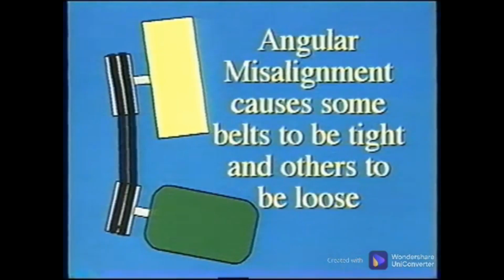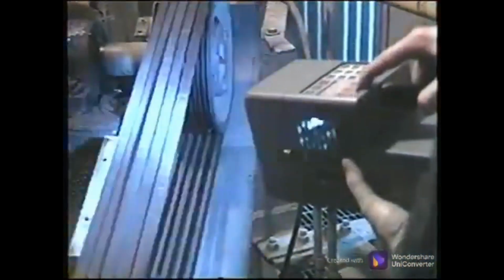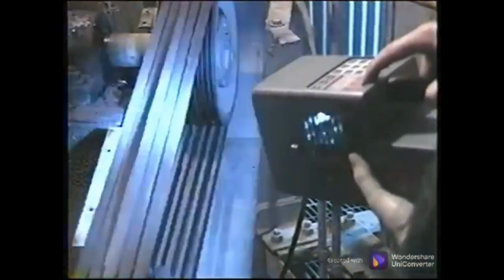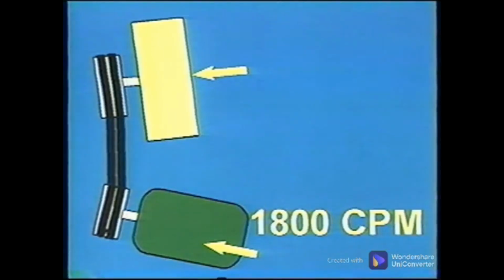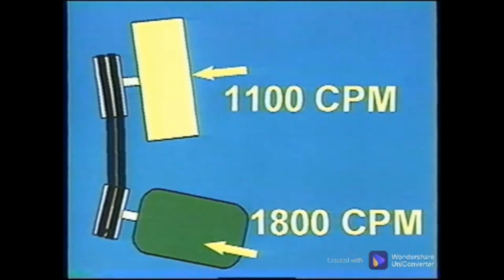In multiple belt applications, angular misalignment causes some belts to be tight and others loose, so that they flap and slip, carrying less load than others. The axial motion of the shaft due to misalignment appears in spectral data at 1 cycle per shaft revolution of the shaft being measured. For example, measurements taken on this motor would have a high peak in the axial direction at 1800 cycles per minute. Axial measurements on the fan will have a high peak at 1100 cycles per minute.